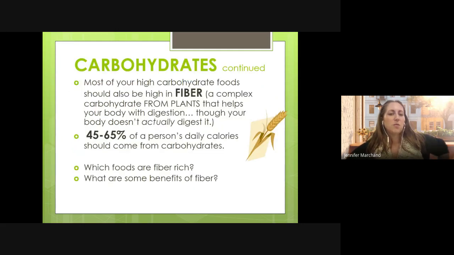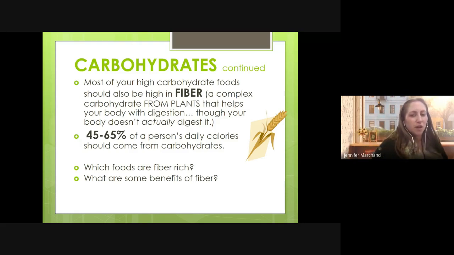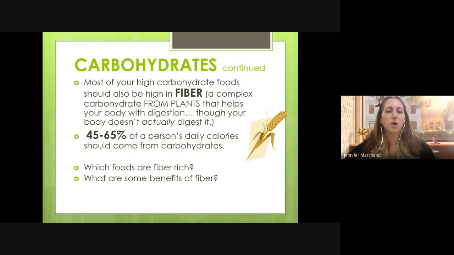So more about carbohydrates here. Most of our carbohydrate food is really high in fiber. It's a complex carbohydrate from plants that helps our body with digestion. So fiber is really important because it helps our body digest the food, though our body doesn't actually digest the fiber. So 45 to 65% of a person's daily calories should come from carbohydrates to keep us going throughout the day.